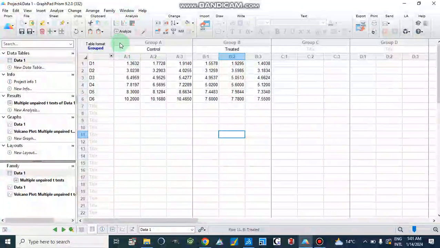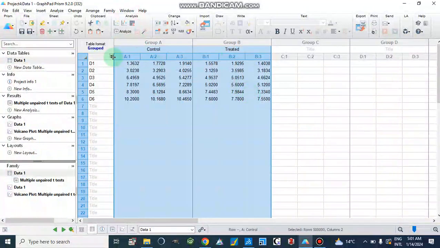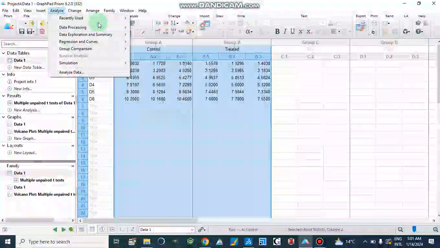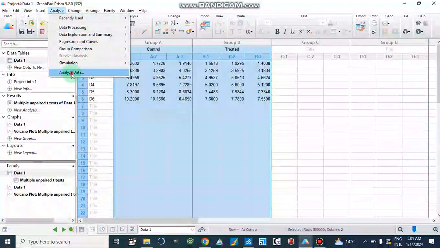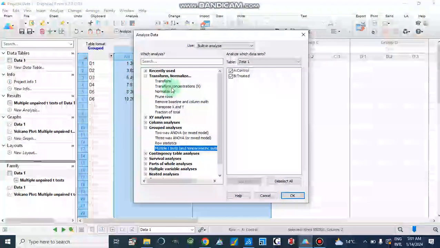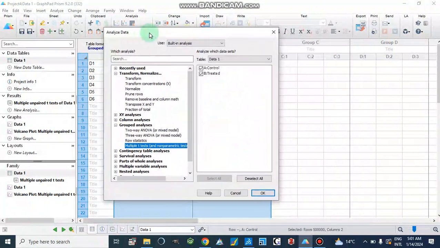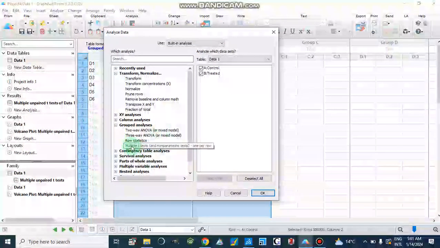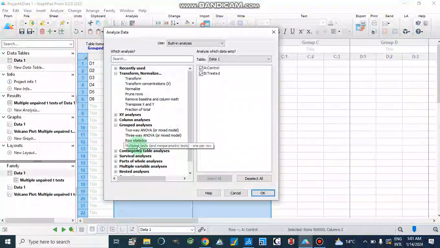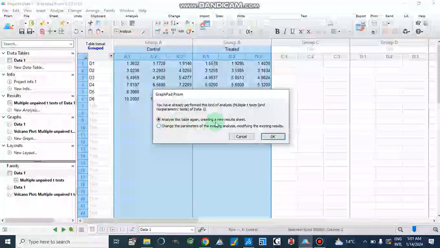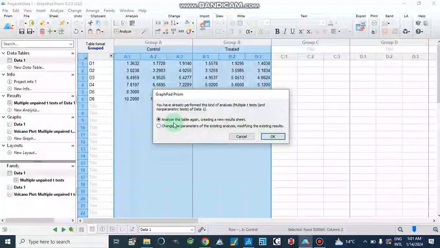So we have this control and treated group. We will go to analyze. We can use recently used data or analyzed data. From analyzed data, we will go to grouped analysis because we have chosen these groups. So this is group data, and we will go to multiple t-test for this data. I have already performed this, but I am going to make it again. So analyze the table again and create new results.